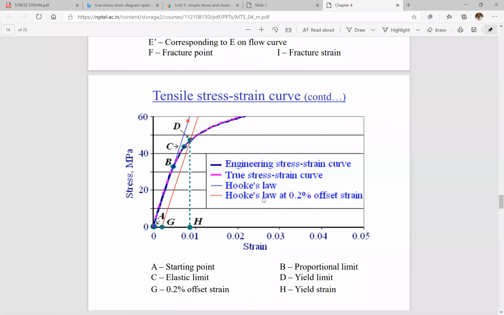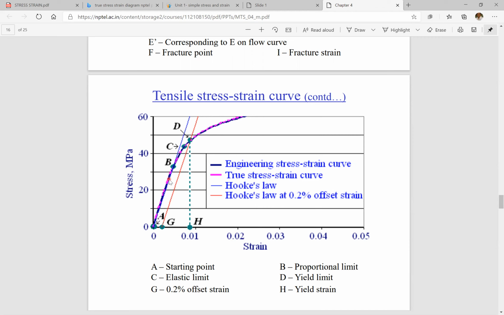So this red line is Hooke's law at 0.2% offset strain. What is the use of this line? Can you tell me? See, this blue line is Hooke's law. Hooke's law means the stress is directly proportional to strain. This is the proportional line, the Hooke's law line.